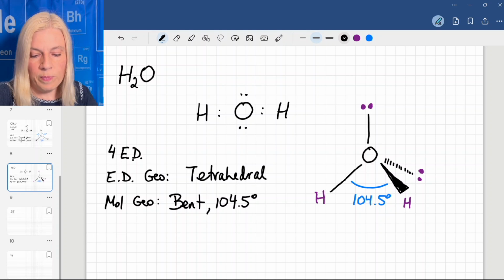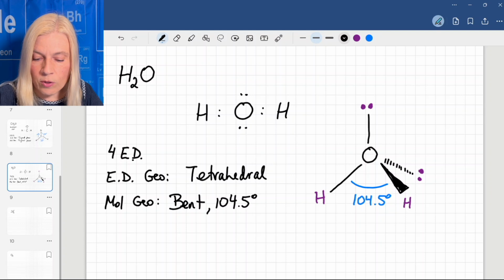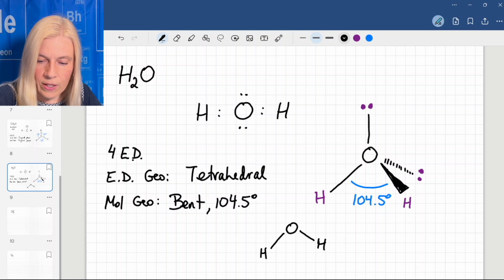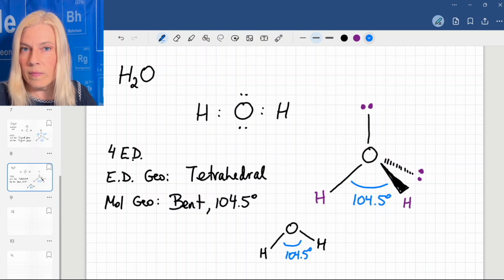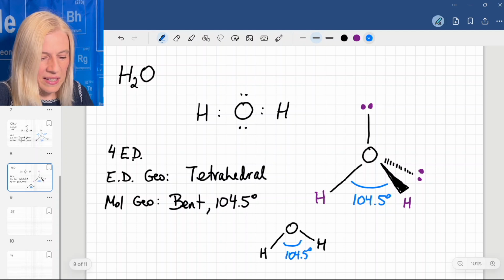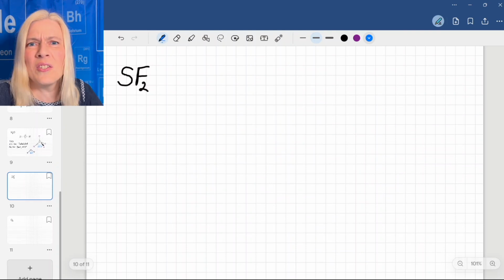So here is bent 104.5, and if you really want to draw the molecule, you can quickly draw it like this, and then just label your angle. Here it is, 104.5 degrees. It's not that bad, right? Not that bad. We're doing great.